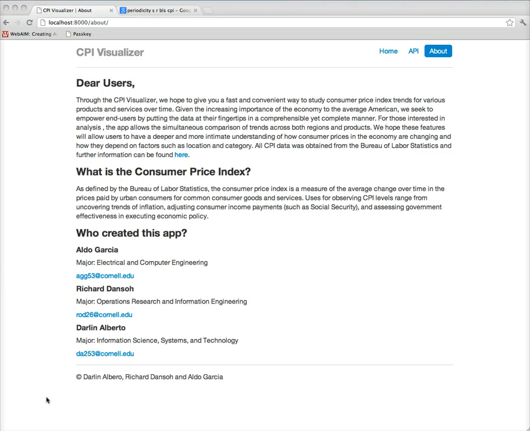Given the increasing importance of the economy to the average American citizen, we wanted to be able to expose this information without the hassle of drudging through the Bureau of Labor Statistics for scattered data. The purpose of the CPI Visualizer is to give users a fast and easy way to look up consumer price index data across regions throughout the United States. The app supports CPI data across major common markets including gas, food, housing, technology, and apparel.